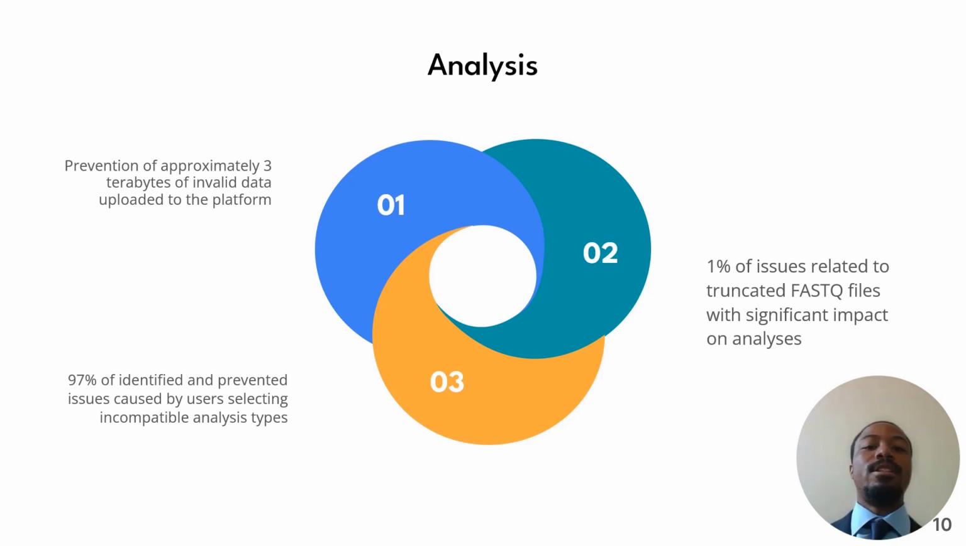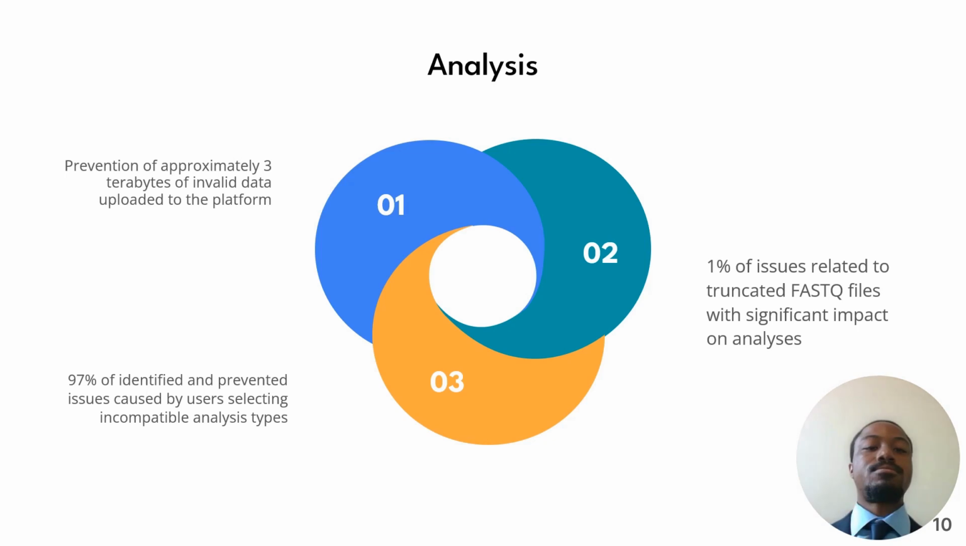Out of approximately 60,000 issues we identified and prevented, 97% were due to users selecting an incompatible analysis type for their input data. For instance, users unintentionally chose the nanopore pipeline while providing Illumina FASTQ files, which would have resulted in failed analysis and wasted time. Additionally, we discovered that around 1% of the issues were related to truncated FASTQ files. Although rare, these files pose a significant challenge as bioinformatic tools often encounter failure when they reach a malformed read at the very end.